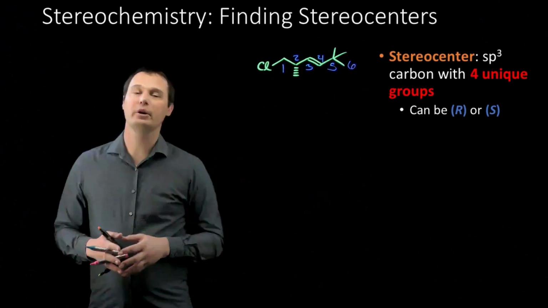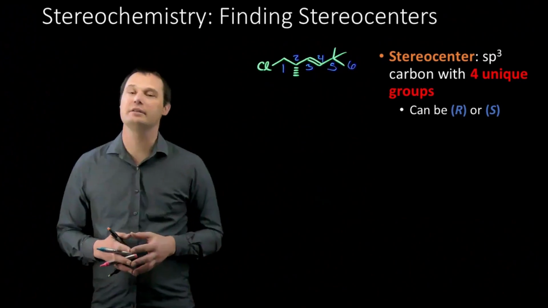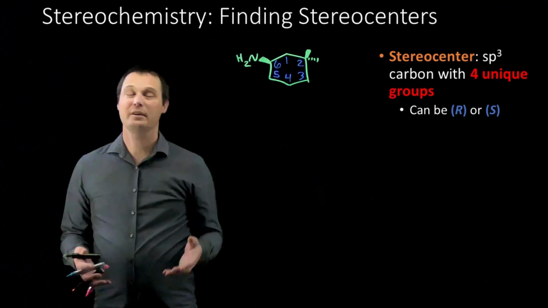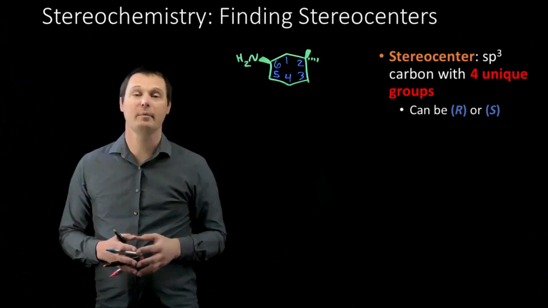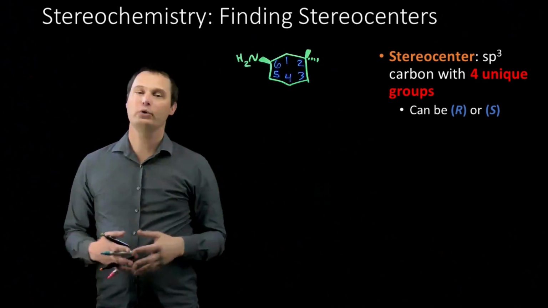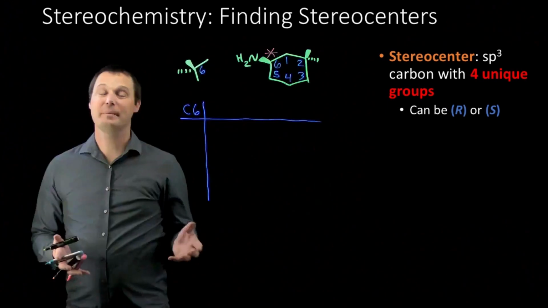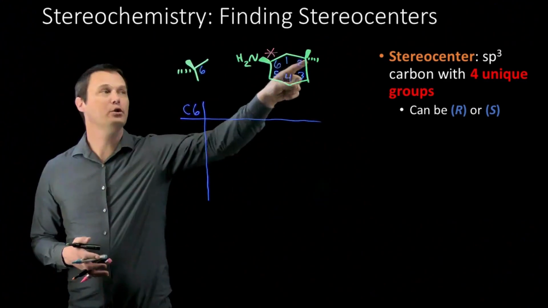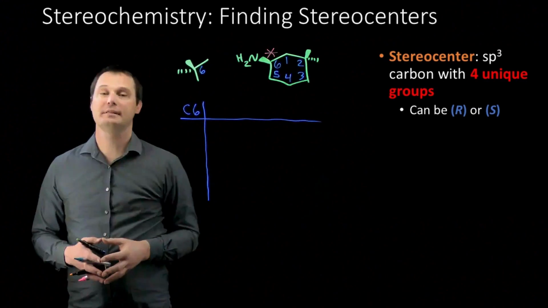Take a second, pause the video, see if you can assign the priorities to the stereocenters in this molecule. This molecule only has 1 stereocenter, carbon number 2. Cyclic molecules are not treated any different than acyclic molecules. So go ahead, pause the video, see if you can find all the stereocenters in this molecule. This molecule only has the 1 stereocenter. Carbon number 2 is not a stereocenter because it has 2 identical methyl groups attached. Only carbon number 6 is a stereocenter.